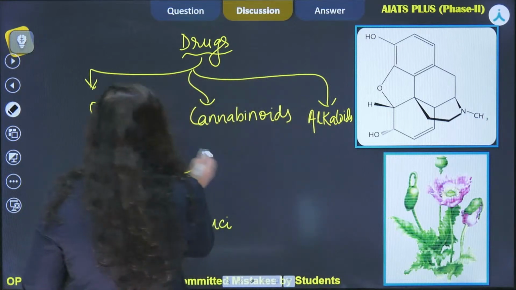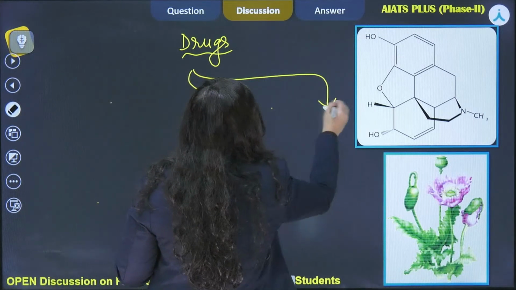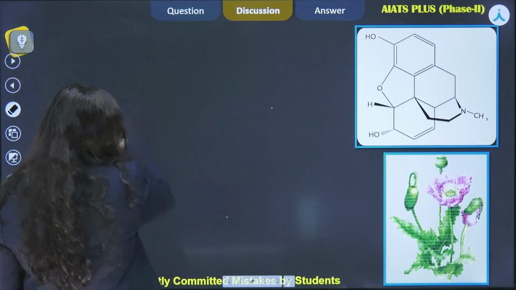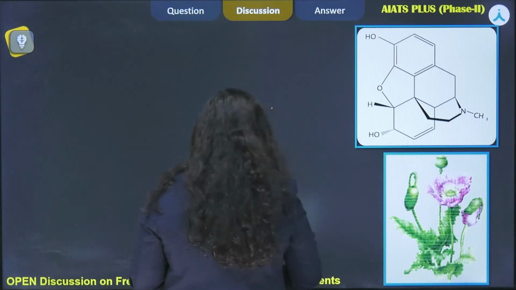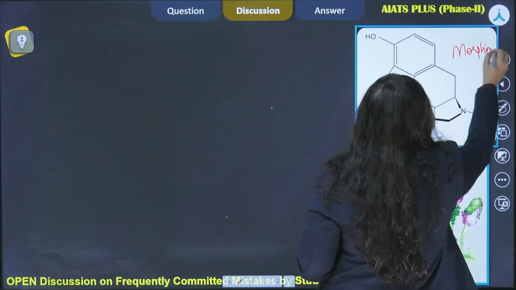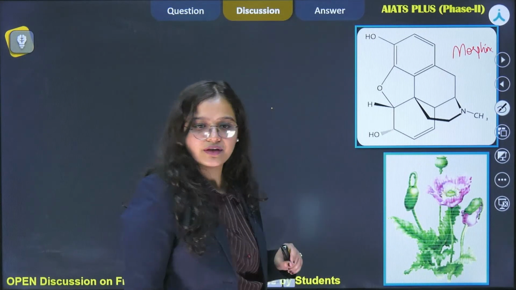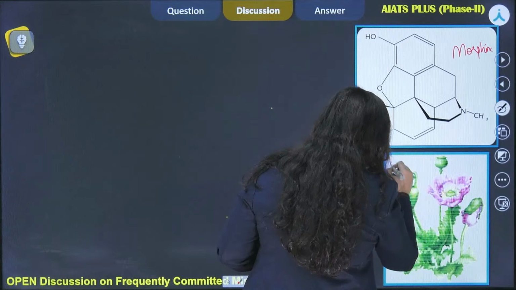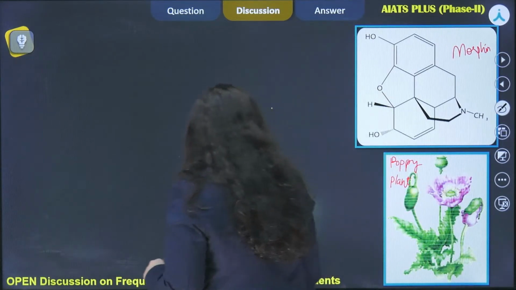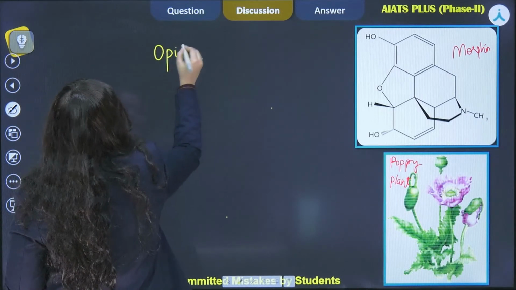So here let us go back to our figure and we saw that here it is a picture of a plant and a chemical structure. So basically the chemical structure here represents the molecule of morphine. And the plant that we are seeing in the figure is the poppy plant. So morphine is basically a type of opioid. So we are going to quickly revise the opioids.